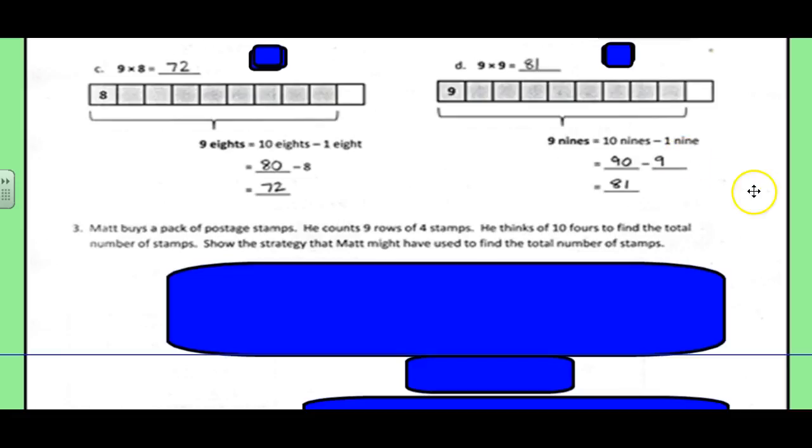So using the steps that we just did on A, B, C, and D, I want you to show me what he is thinking when he's saying 9 rows of 4. He's thinking of 10 fours. So I want you to take the steps that we just did in A, B, C, and D and show me the strategy that he used to find out how many stamps there were in all. So I want you to push pause whenever you do that.